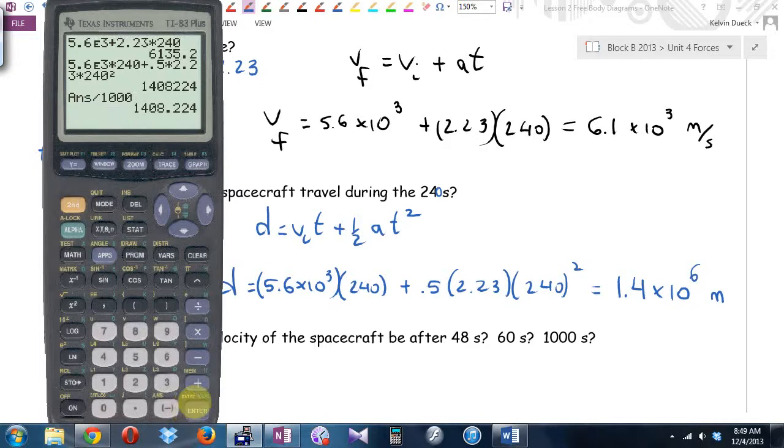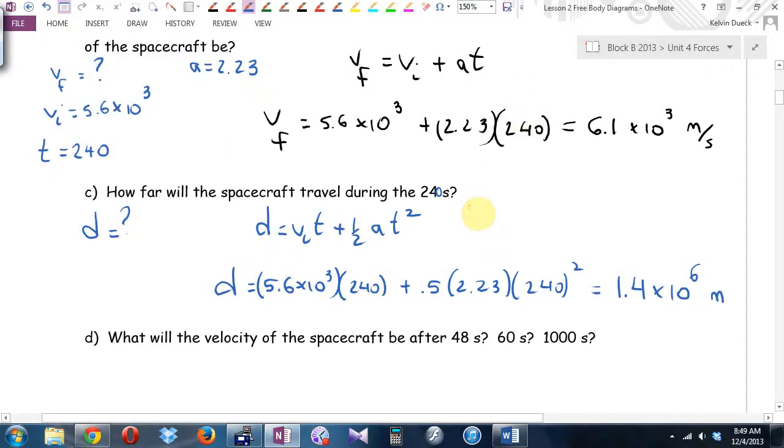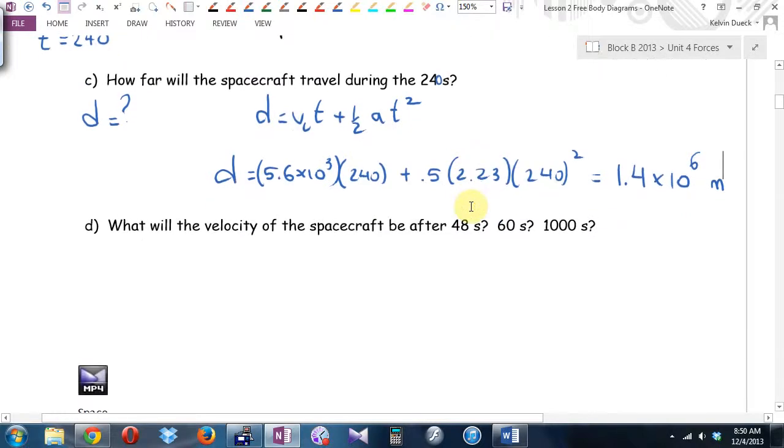Or 1,400 kilometers. Okay, that's moving pretty good. In 4 minutes, that's covering about what? A quarter of the way across Canada? Moving pretty good. Is that okay? Now, cross that out, cross that out. So cross out 48 seconds and 60 seconds because I added it to 240 seconds.